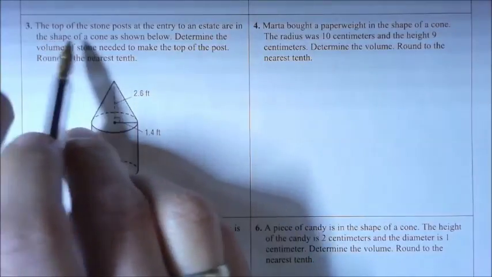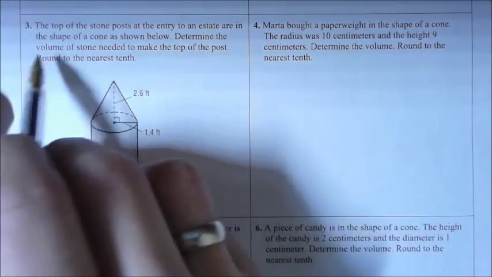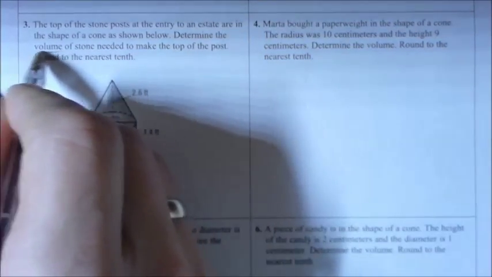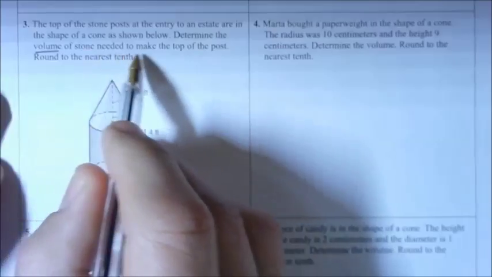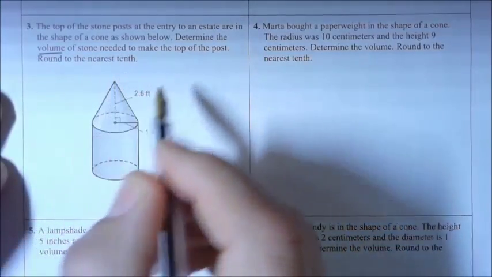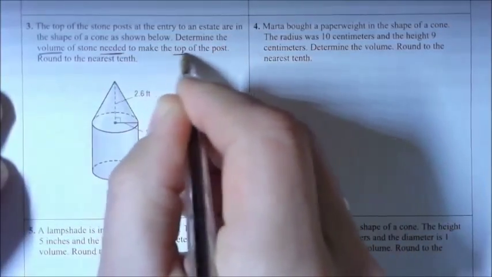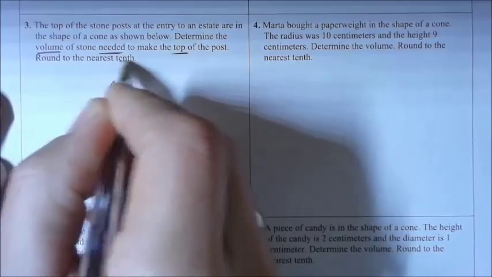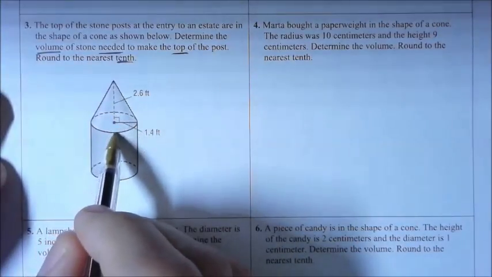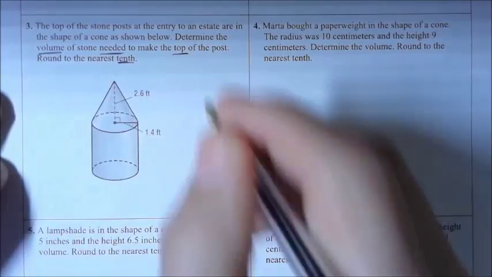Three, the top of the stone post of an entry to an estate are the shape of a cone as shown below. Determine the volume of stone needed to make the top of the post, round to the nearest tenth. So you're only going to look at what's needed to make the top of the post and round to the nearest tenth. So we're not concerned about the cylinder. We're only concerned from this base of the cone up to the top.